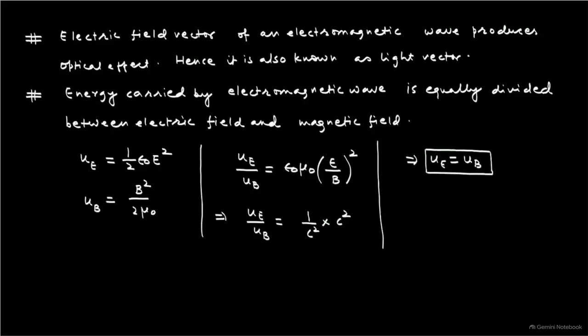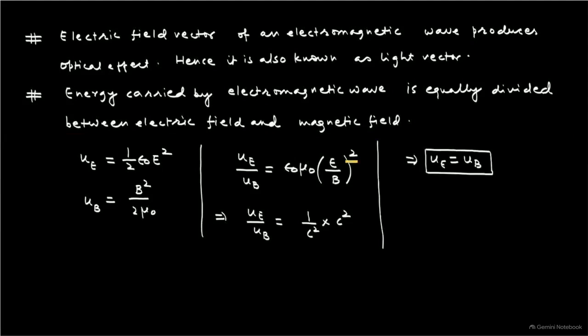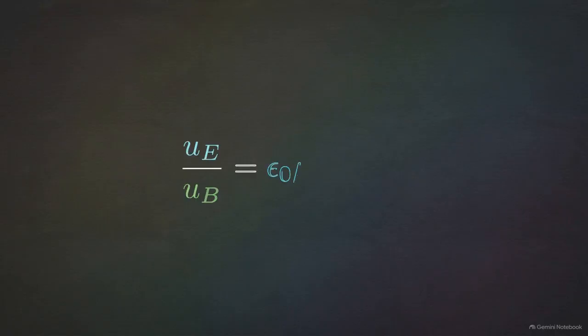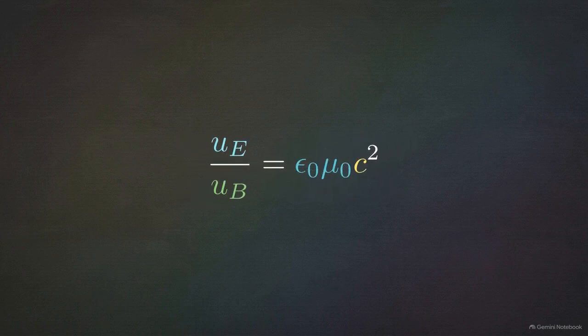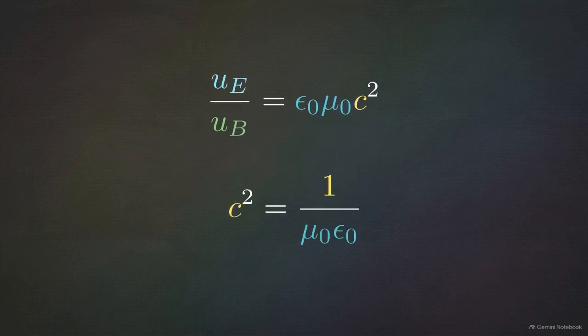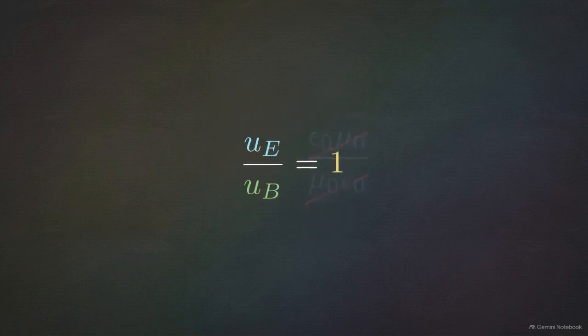The larger electric field produces perceived optical effects, identified as the light vector. Surprisingly, the total energy payload is split exactly equally between the electric and magnetic fields. We see this in their independent energy density equations, which use the constants of free space. Taking the ratio of these equations, we substitute the electric field E with cB. Expanding reveals the speed of light squared, defined as 1 over permeability times permittivity. This substitution cancels all variables, proving the ratio perfectly resolves to 1.